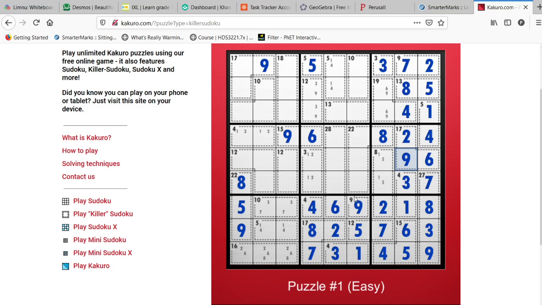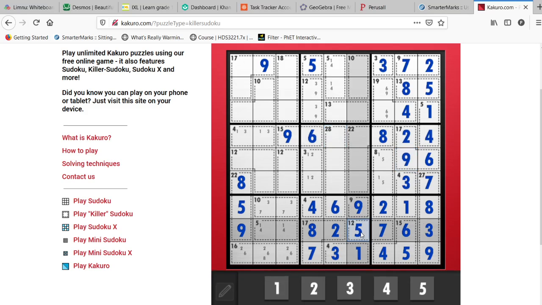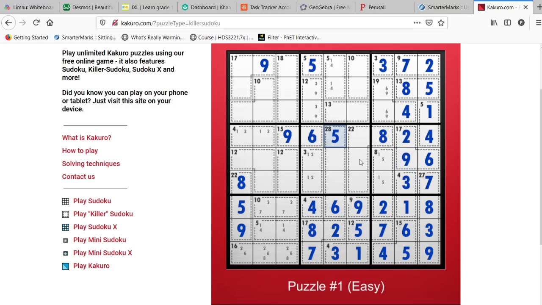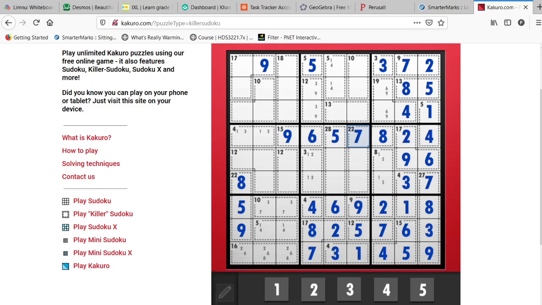So again, we are slowly but surely trimming these down. So this row needs both a 5 and a 7. Because we have a 5 in this column, the 5 has to be here, and the 7 has to be here.